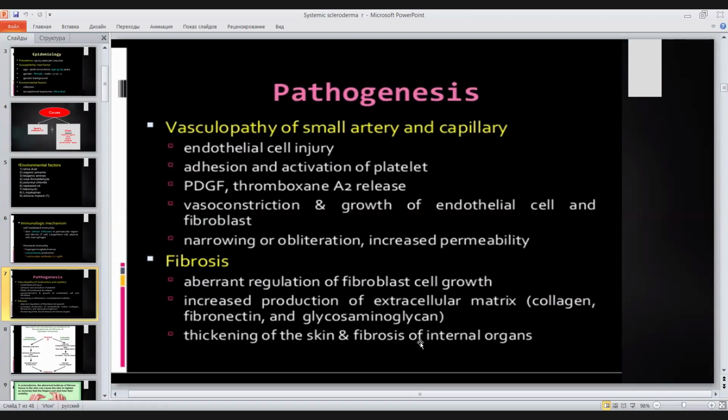Fibrosis happens time by time. Inflammatory cells are working, immune cells are activated. As usual, antibodies, macrophages, T cells are activated and the inflammatory process starts. Due to inflammation, there might always be vasoconstriction and growth of endothelial cells. But here there will also be high fibroblast activation and activation of extracellular matrix, collagen, fibronectin, and glycosaminoglycan. That's why there will be fibrosis.